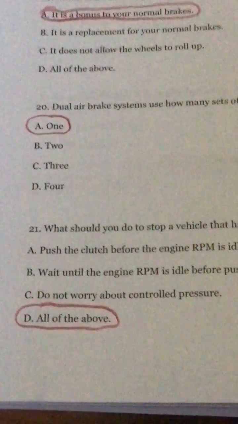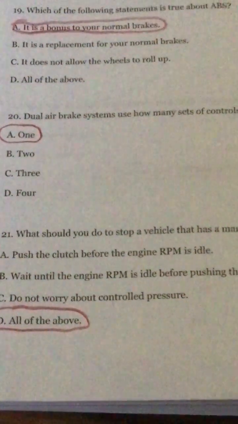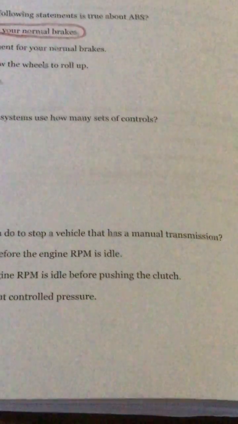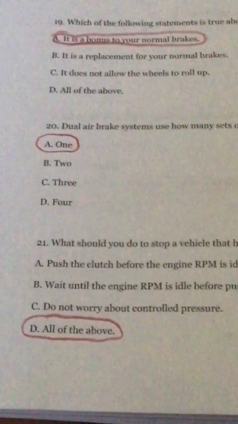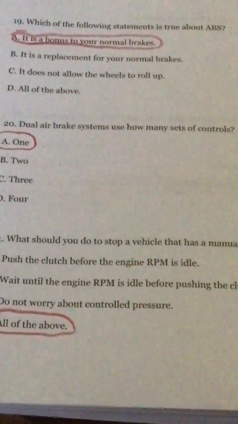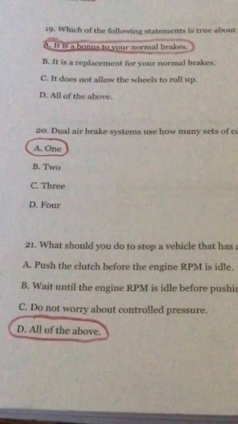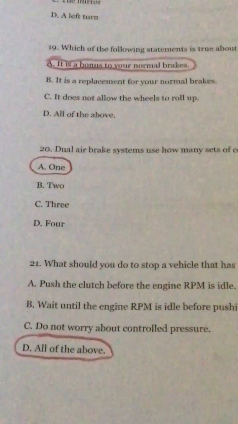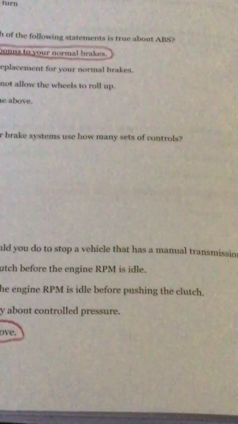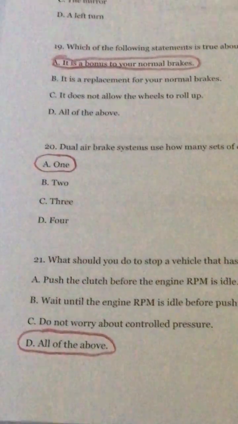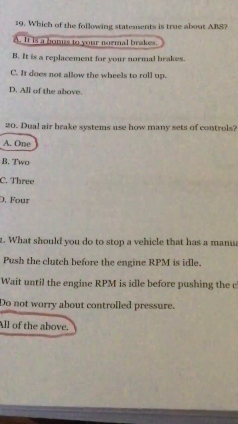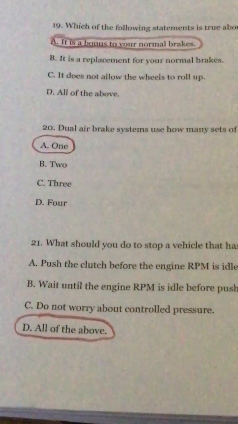Number 21. What should you do to stop a vehicle that has a manual transmission? A. Push the clutch before the engine RPM is idle. B. Wait until the engine RPM is idle before pushing the clutch. C. Do not worry about controlled pressure. Or D. All of the above.